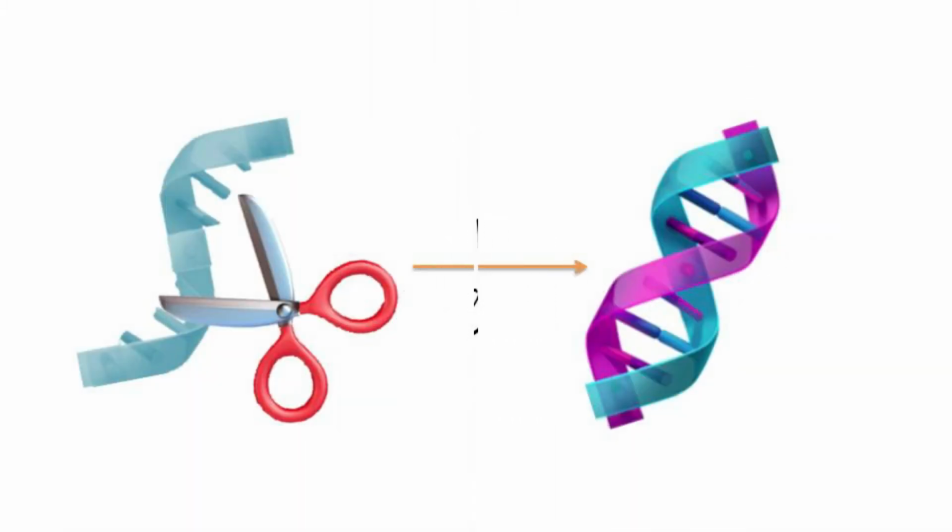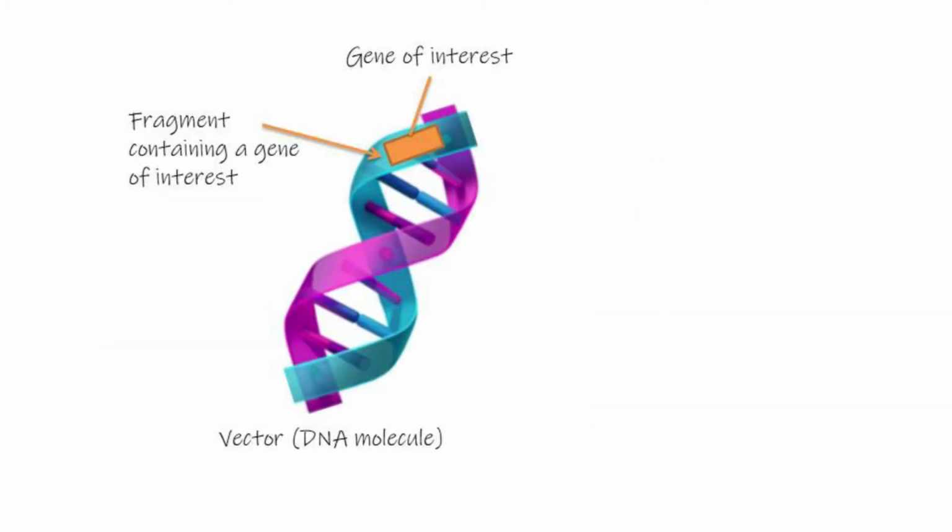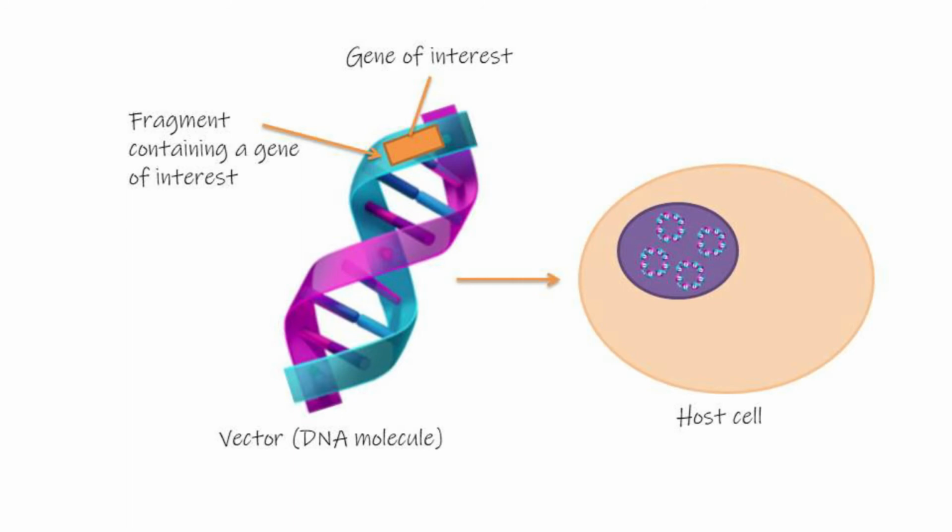It basically involves cutting and joining DNA molecules from different sources. In this technology, a DNA fragment containing a gene of interest is inserted into another DNA molecule called a vector. The vector carries the gene of interest into a host cell for expression. Plasmid, a small ring of extrachromosomal DNA, which can be found naturally in bacteria, is usually used as a vector. There are 4 major steps in recombinant DNA technology.